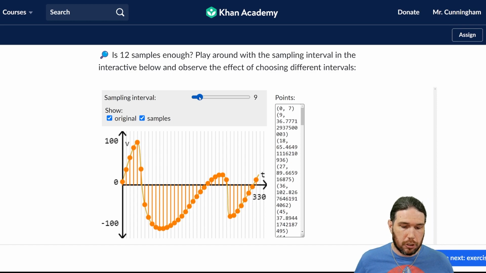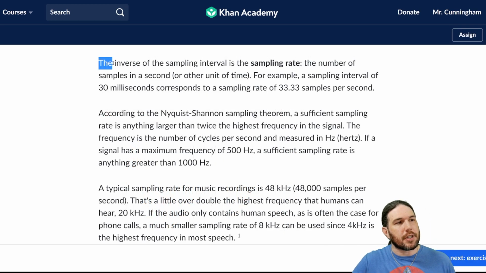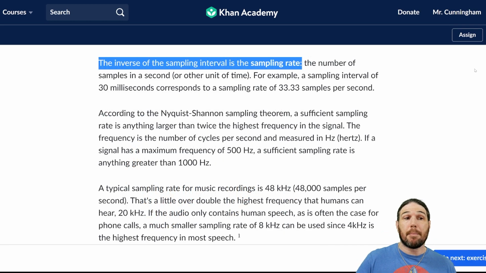The shorter your sample interval, the more samples you have, and the bigger file you've got, but also the more detail you can manage. The inverse of the sampling interval is called the sampling rate, the number of samples in a second or other unit of time. For example, a sampling interval of 30 milliseconds corresponds to a sampling rate of 33.33 samples per second. It's just inverting the fraction, and it's the difference between miles per hour or hours per mile. How many miles can you go in 1 hour versus how many hours does it take you to go 1 mile?